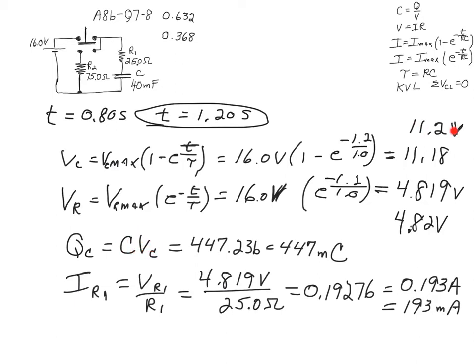And so if we take the 11.18, the longer number, multiply it by the 40 millifarads, we get this, which rounds to 447 millicoulombs, or 0.447 coulombs. And the current we get using Ohm's law, so we take the voltage across the resistor at that instant, divide by the resistance, and we get the current at that instant, 0.193 amps, or 193 milliamps, compared to the 640 milliamps that we started with. So given that it's more than one time constant, all those numbers seem reasonable.